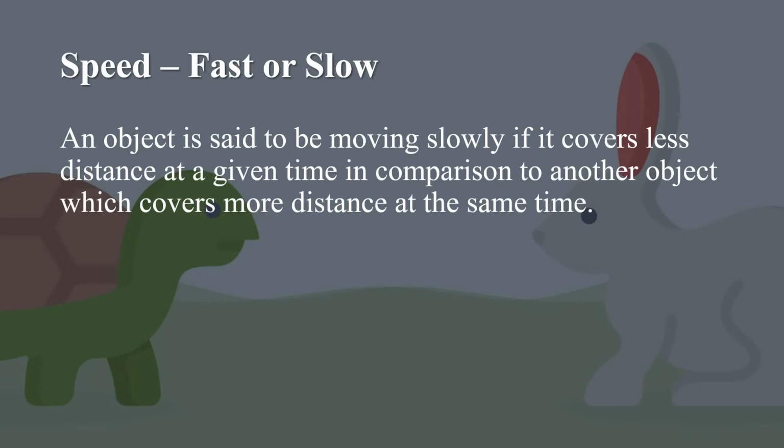Students, the motion of an object can be slow or fast. An object is said to be moving slowly if it covers less distance in a given time in comparison to other objects which cover more distance at the same time.